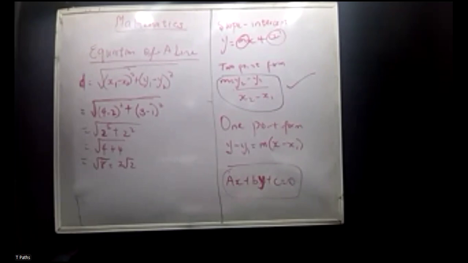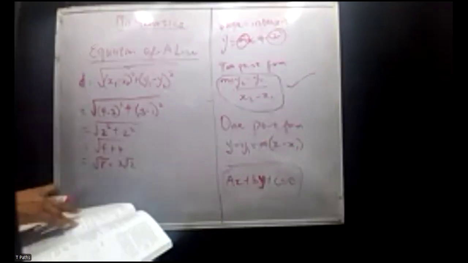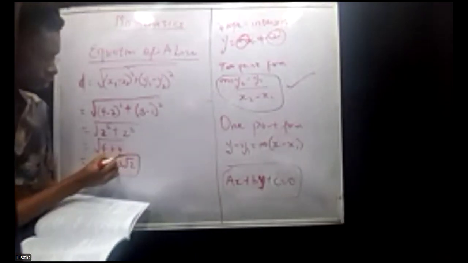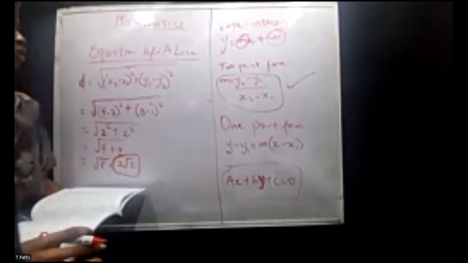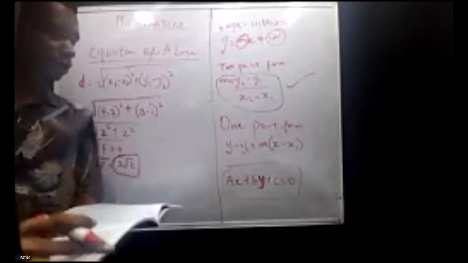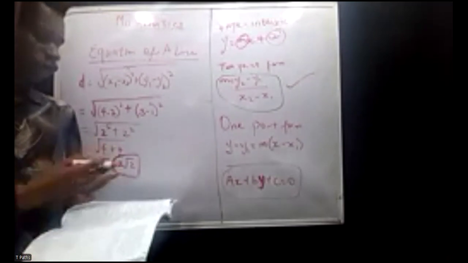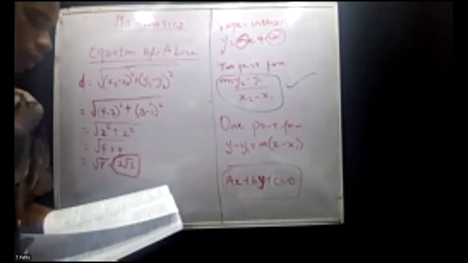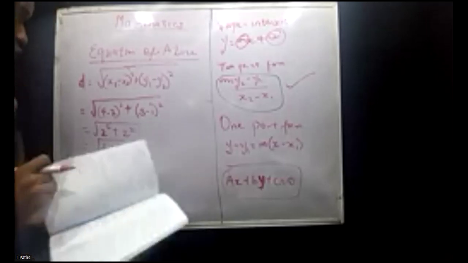So the answer is 2 root 2, and the correct option is not in the question. So the answer to this question is 2 root 2. We are going to move to the next question. In questions like this, when you solve and you don't find the correct answer, you can just move to the next question. It might be a typographical error, but this is how to calculate the distance between 2 points when you're in the exam hall. All right, moving to the next question.